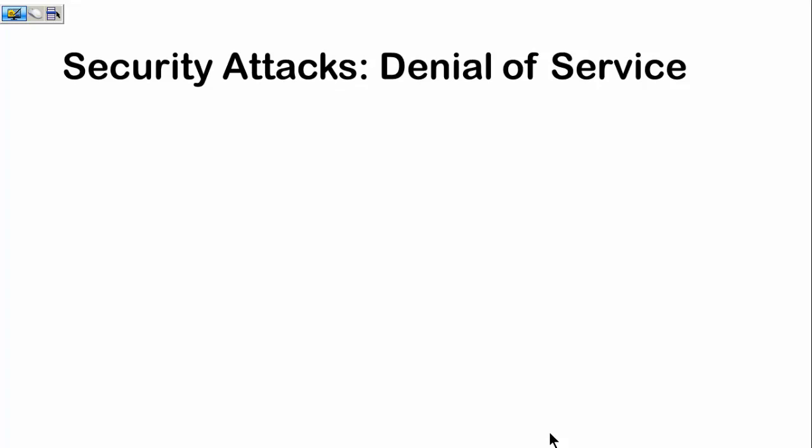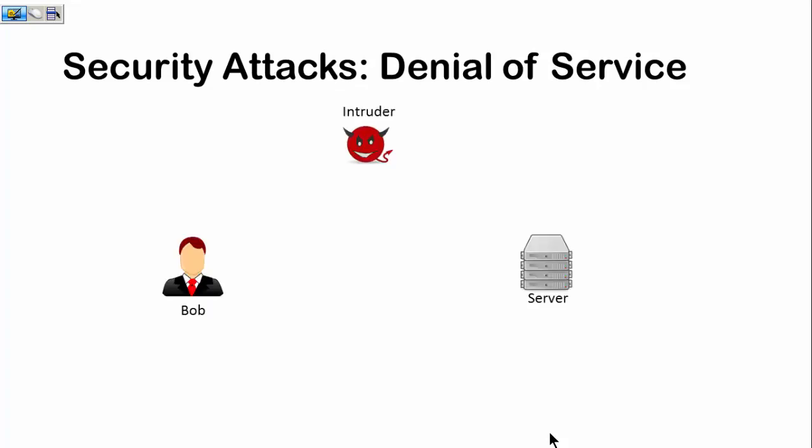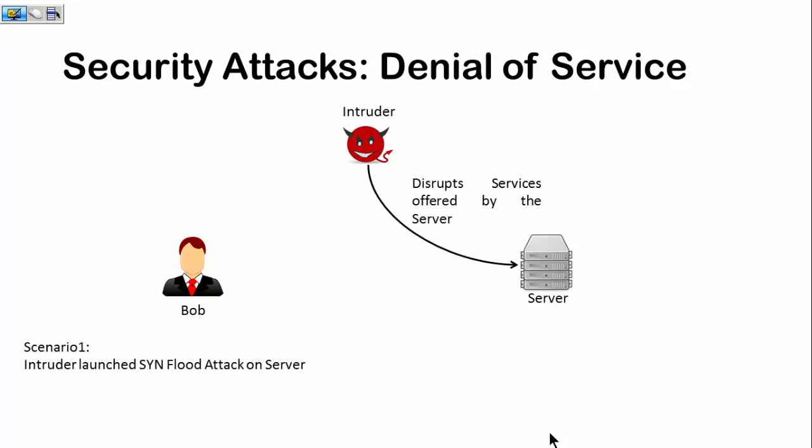Then the last kind of attack is the denial of service attack. In a denial of service attack, there is Bob, there is an intruder, and you are getting some services from a server. Now what the intruder does is, the intruder disrupts the services offered by the server. And how can the intruder do it? It is with the help of the SYN flood attack. Now what is a SYN flood attack?